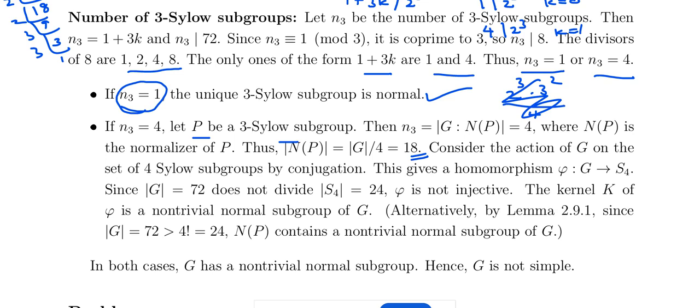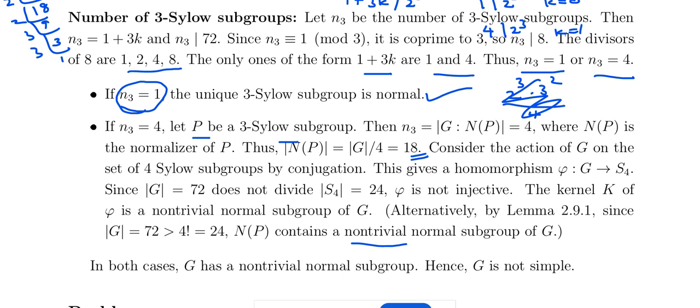So pi is not injective, that is not one to one. That is the function from G to S4. And the kernel K of pi is a non-trivial normal subgroup. Since order of G equal to 72 is greater than 24, it contains a non-trivial normal subgroup. So G is not simple. This is the explanation: G has a non-trivial normal subgroup, that is G is not simple.